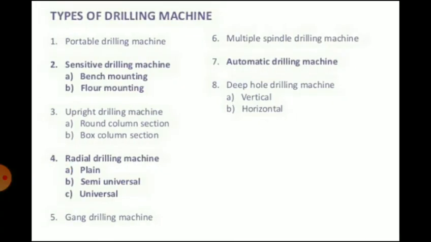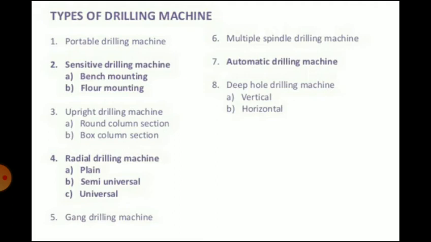Now we will see the classification of drilling machines. Drilling machines are classified as: first, portable drilling machine; second, sensitive drilling machine, which is again subclassified as bench mounting and floor mounting. When the drilling machine is mounted on a bench, it is a bench mounting machine. When it is mounted directly on a floor, it is a floor mounting machine. Third is upright drilling machine. It is subclassified as round column section and box column section. Fourth is radial drilling machine. It is subclassified as plain, semi-universal and universal.